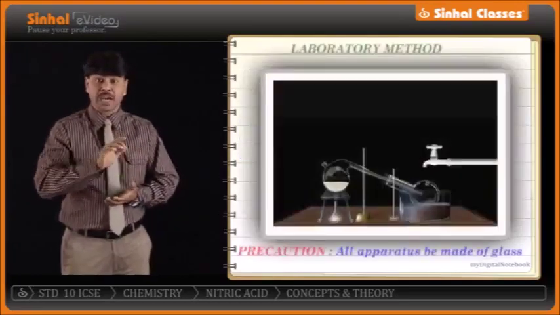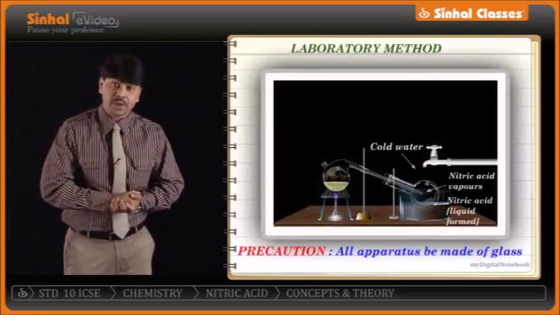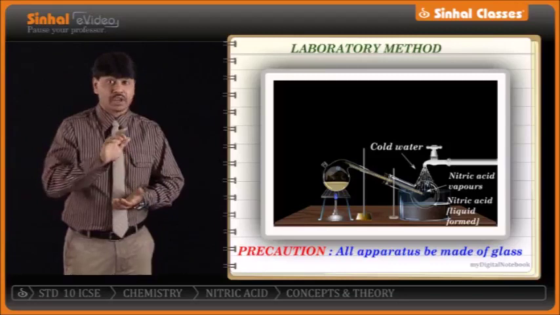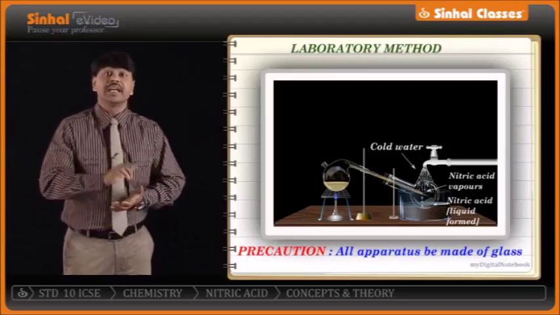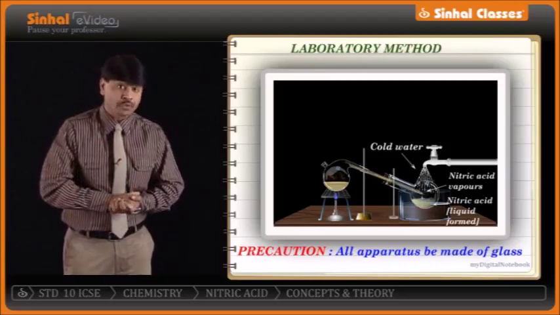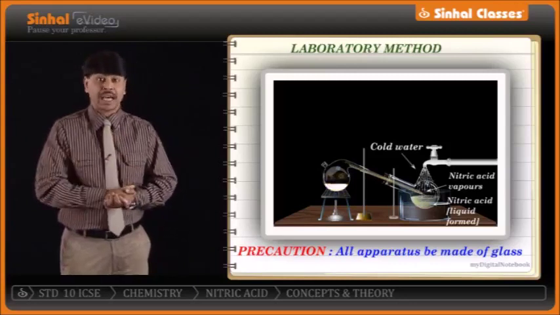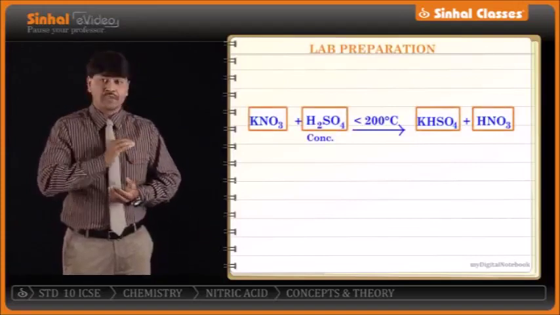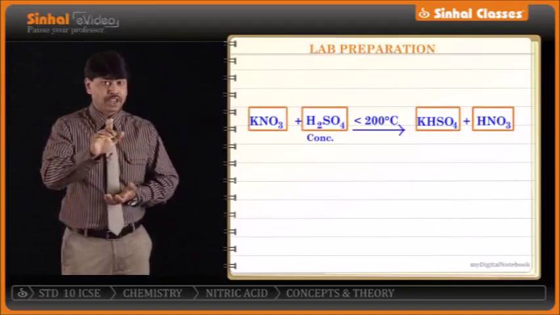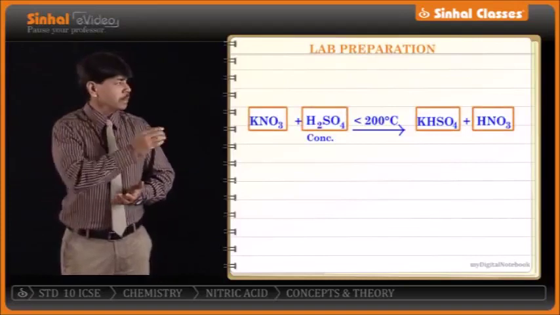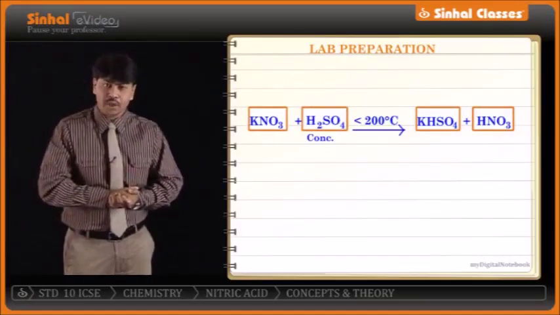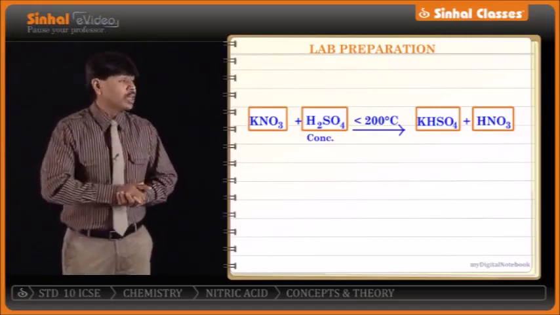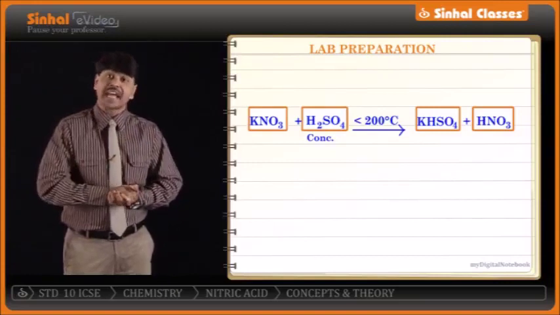Now these vapors which come out will be collected in a receiver. This receiver is cooled by putting water on it, as a result of which we get liquid nitric acid, the condensed form of it. The reaction will go like this. It is KNO3 plus H2SO4 concentrated. Keep the temperature below 200. We get KHSO4, that is potassium bisulfate, along with HNO3 vapors, that is of nitric acid.